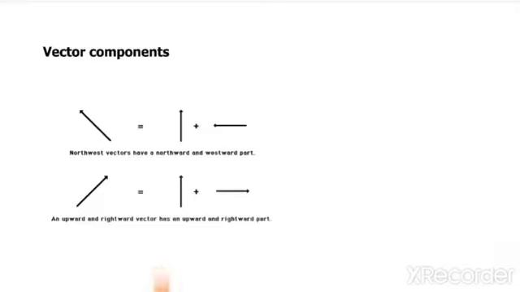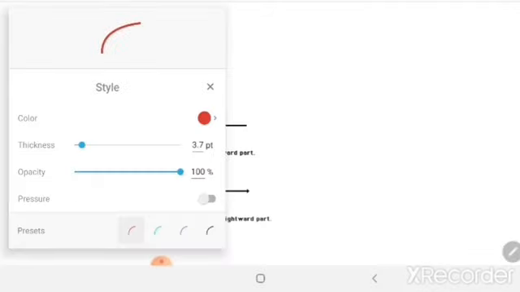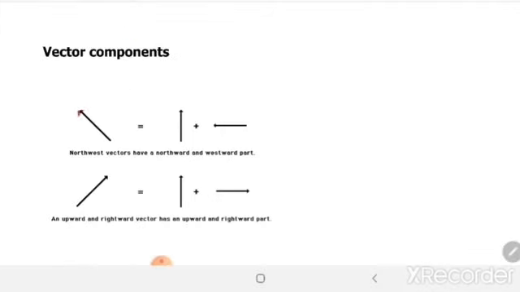Take a look at the vector components. So remember, all vectors have an x and y component. Okay? So for example, if you're given this type of vector, you know that it has a component in x and a component in y.